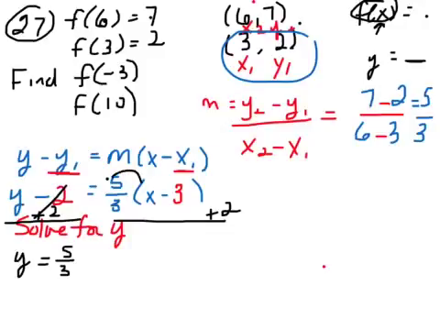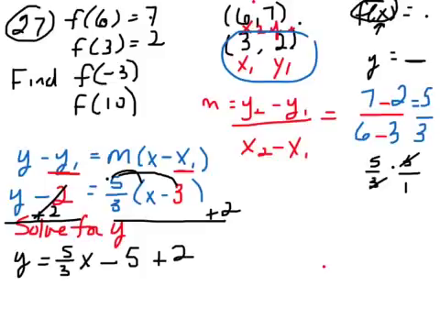distribution first. 5/3 times x is 5/3 x. 5/3 times negative 3, think about that. We know a positive times a negative is a negative, but 5/3 times 3, if I threw 3 over 1, you can see those 3's are going to cancel out, and it's just going to be 5. That's great. Plus 2. So that's going to be 5/3 x, negative 5 plus 2 is negative 3.